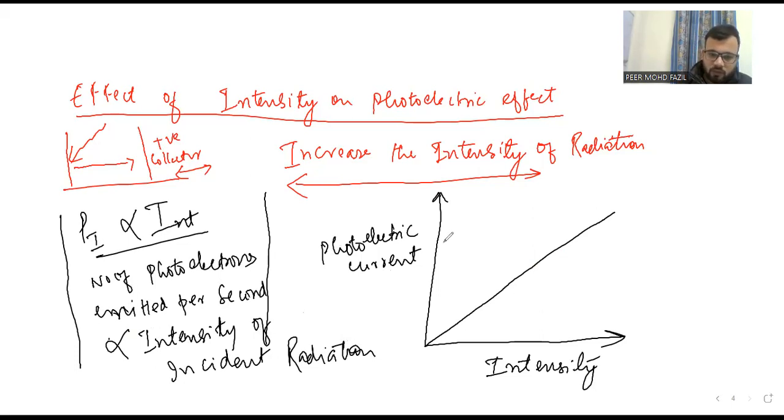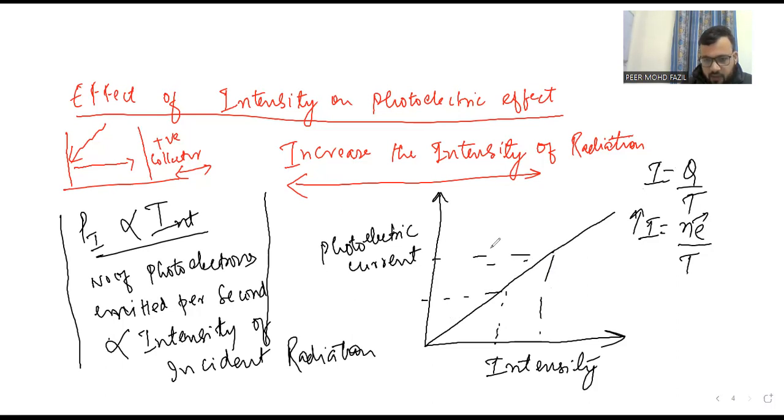As the number of photoelectrons increases, we know I is charge divided by time, and I is equal to nE divided by t. If n increases, I will accordingly increase. As intensity keeps increasing, the photoelectric current keeps increasing, and there is a linear relationship between them. So dear students, I think this is clear to you, the effect of intensity on photoelectric current.